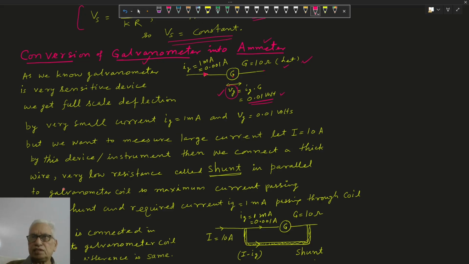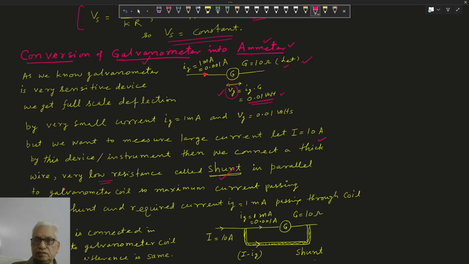But what we are talking about is converting this sensitive device, galvanometer, into an ammeter measuring large current and a voltmeter measuring large voltage. How to measure this large current by the same galvanometer? Large current, if we directly give it, the coil will burn out. But if we connect a shunt, what is a shunt? It's a very low resistance thick wire connected in parallel, called a shunt.